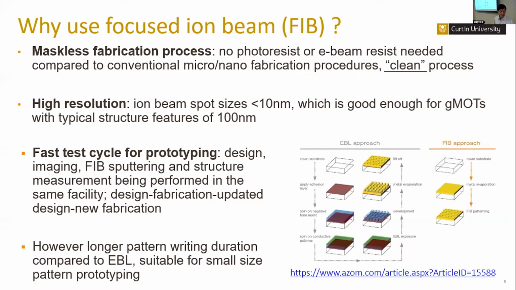So why FIB? First of all, FIB is a kind of device that we do not need to make a mask for. So it doesn't require a mask design or fabrication. And with this direct sputtering process, we do not need any photoresist or E-beam resist compared to the lithography process. So it's a relatively clean process, which is quite important for a good performance optical device. And it can achieve relatively high resolution. And compared to a conventional EBL or photolithography process, FIB is relatively straightforward. So you can do the patterning directly on top of the substrate.